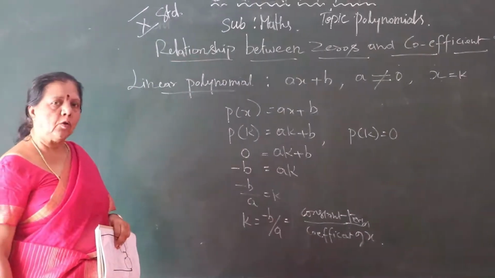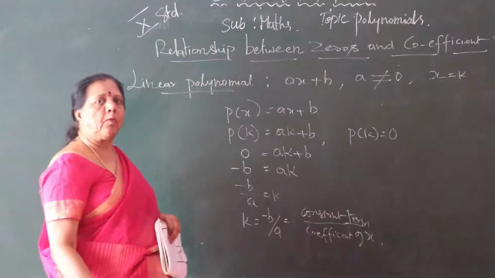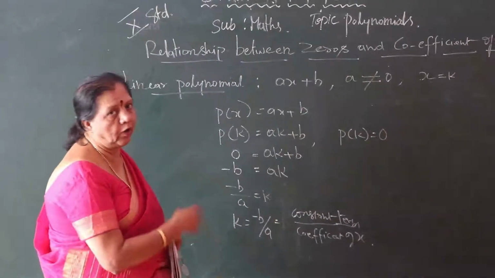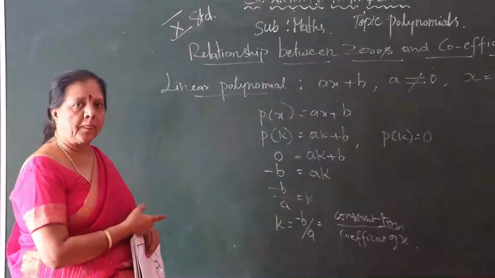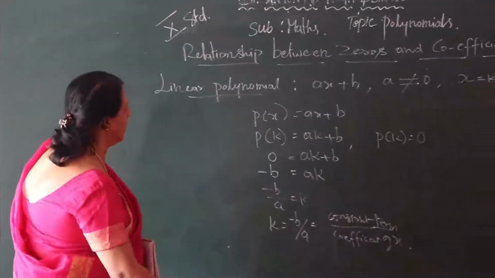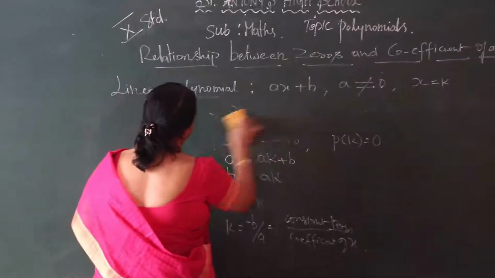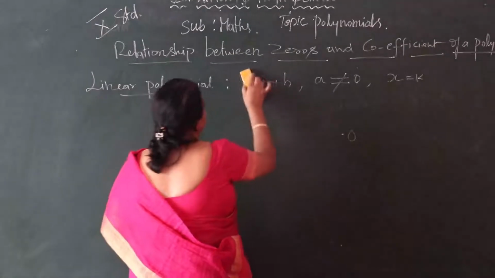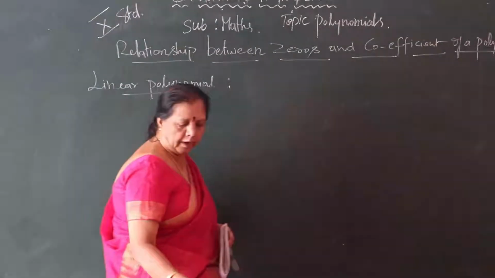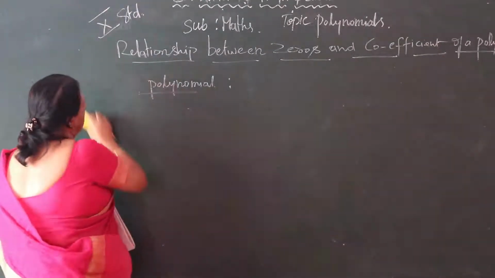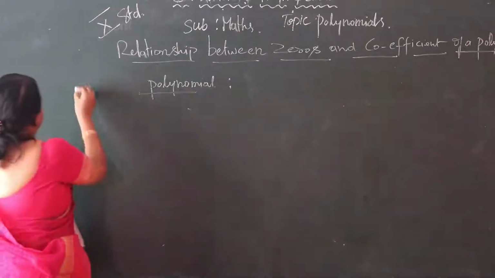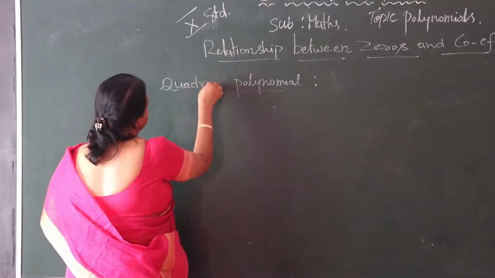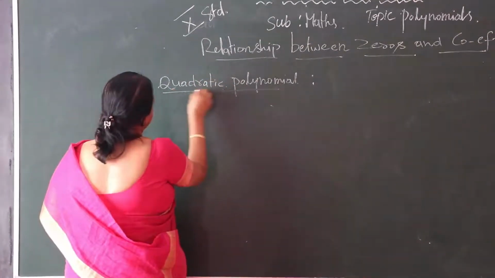Okay, children? So let us pass on to quadratic polynomial. You have followed all these steps. Okay? So now let us pass on to quadratic polynomial. You know that also. Quadratic polynomial. Repeat, children.